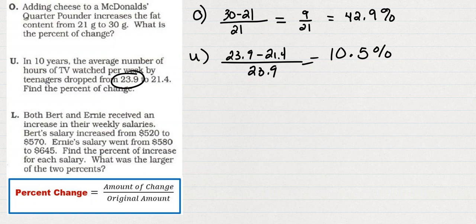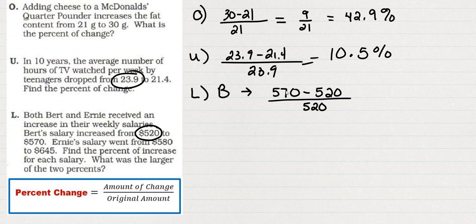We've got Bert and Ernie. Interesting, where do you think Bert and Ernie are coming from if they're receiving weekly salaries? So they've got a weekly salary of $520. So Bert has a weekly salary that increases from $520 up to $570. So I'm going to start with the higher number. But remember that the starting point was the $520.